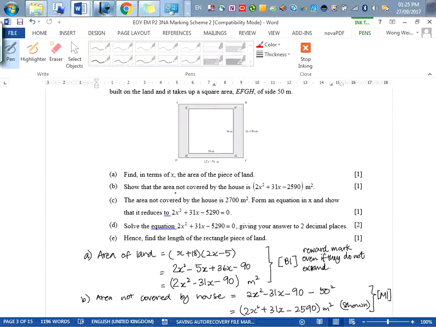Part B, area not covered by the house. Take the area of the land minus area of house. How I get what?